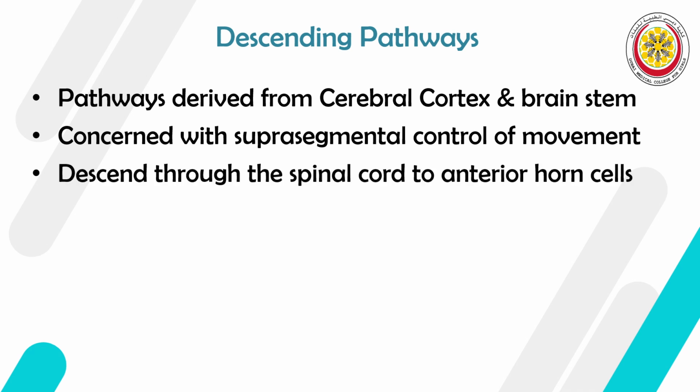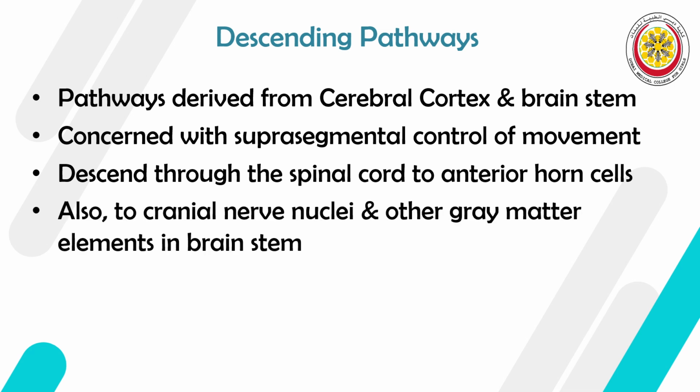They are concerned with suprasegmental control, mainly of movement. I just mentioned they are also involved in modulation of sensing. Now, the first part of these pathways descends through the spinal cord to the anterior horn. These are the motor ones, and also to cranial nerve nuclei, but very important, to other gray matter elements in the brain stem. We call this one the corticospinal. We call this one the corticobulbar.